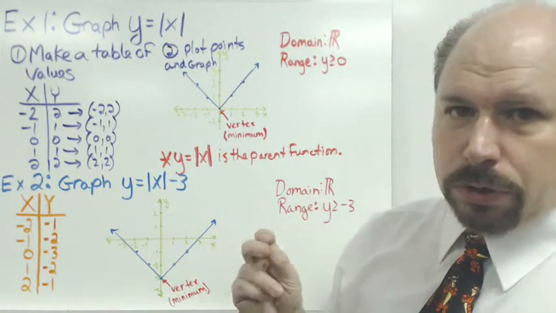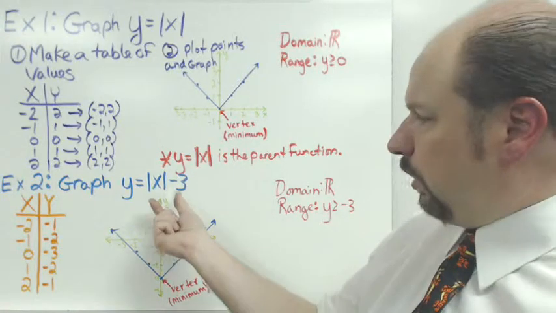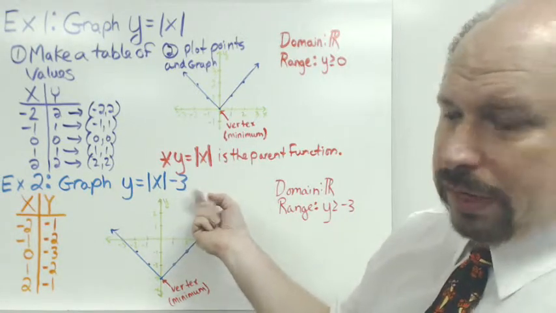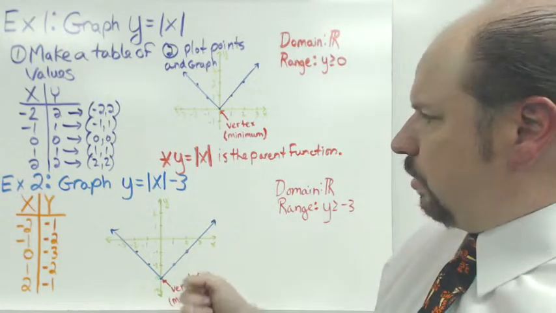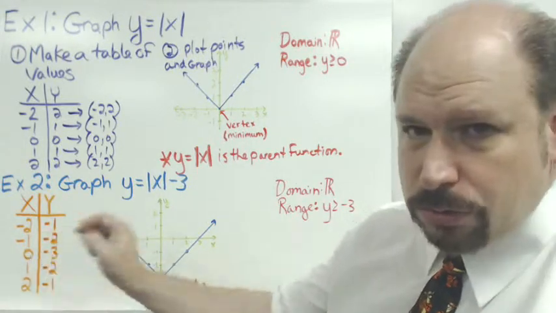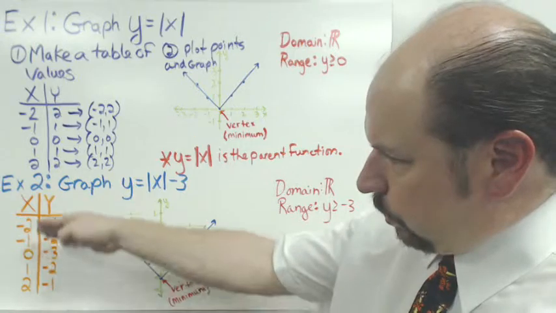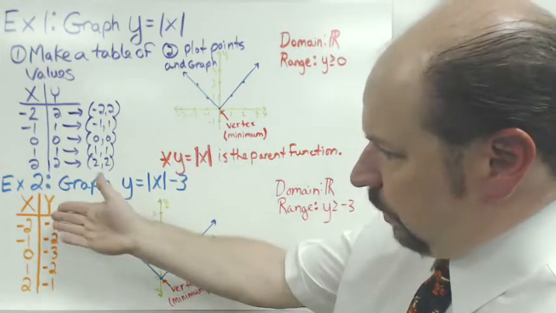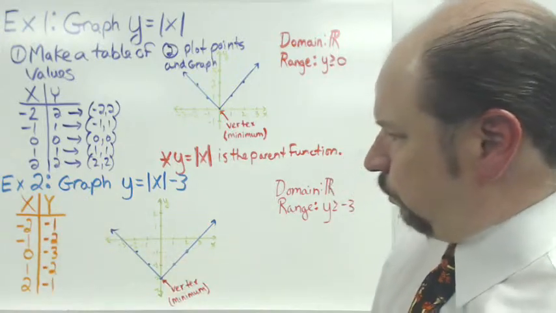Okay, so remember kind of order of operations here. We're going to take the absolute value of the number first, and then we will subtract 3 after that. So again, my vertex is going to be at 0. And so I chose, once again, numbers around 0 for our table of values. So once again, -2, -1, 0, 1, and 2.